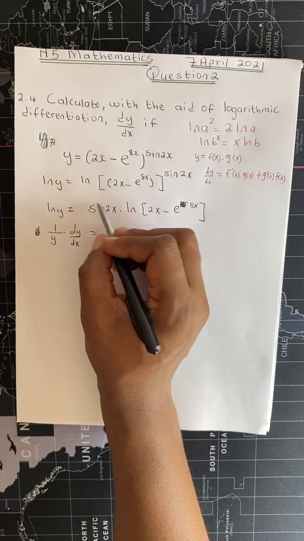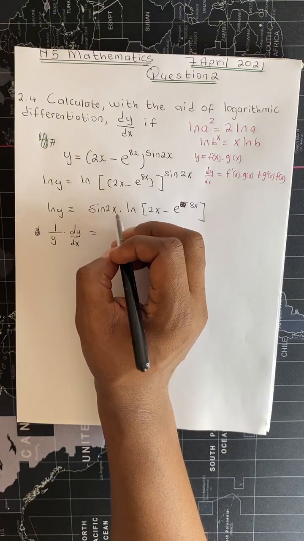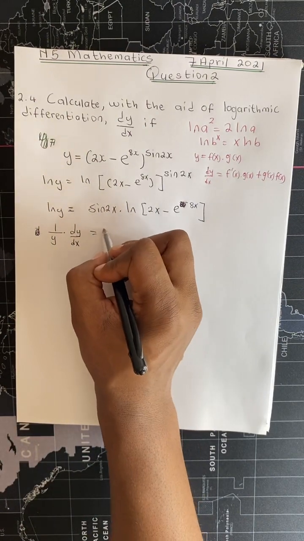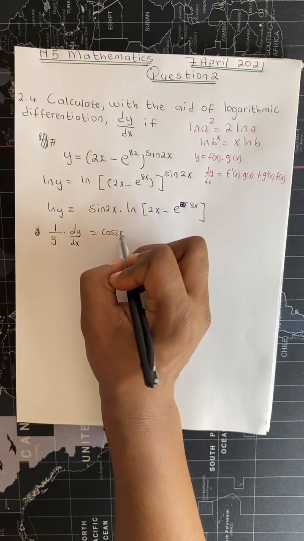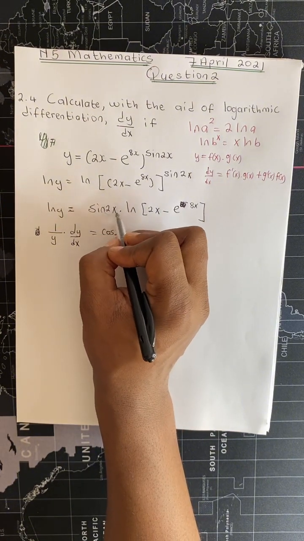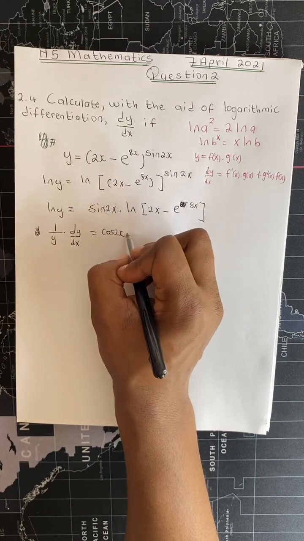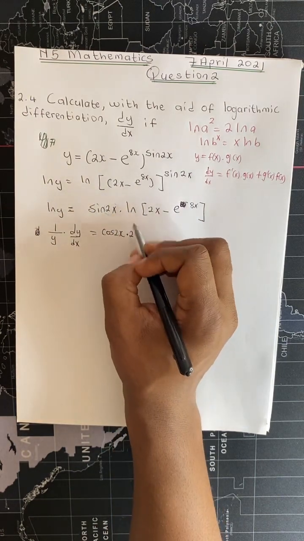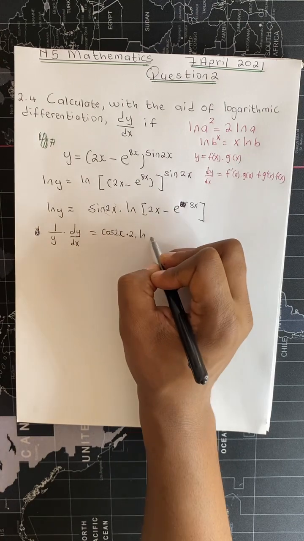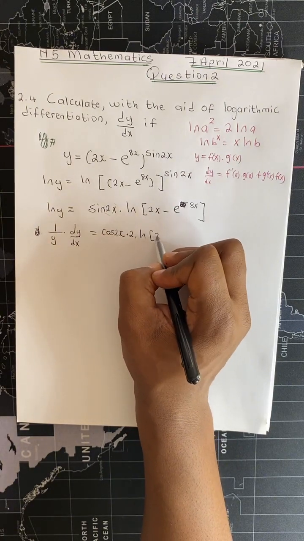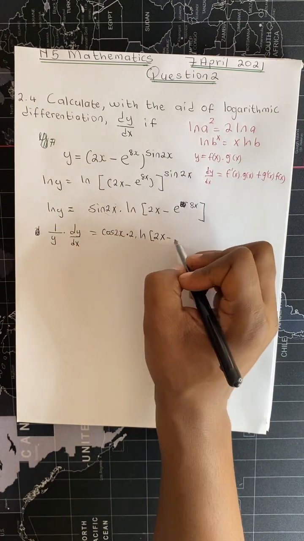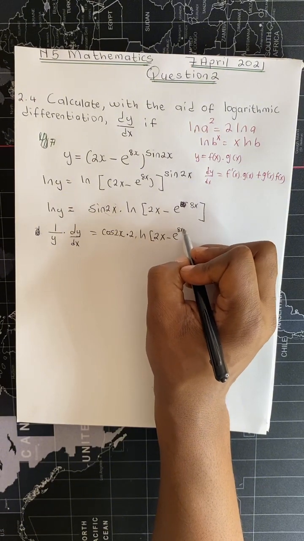So we start by differentiating the sine 2x. The derivative of sine 2x is cos 2x. The chain rule also says that you must differentiate the inner function, the function of the function. So the derivative of the 2x is equal to 2. We multiply this by ln of 2x minus e to the power 8x.